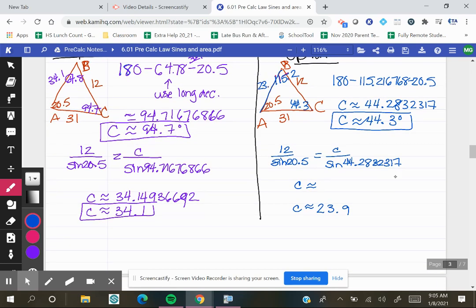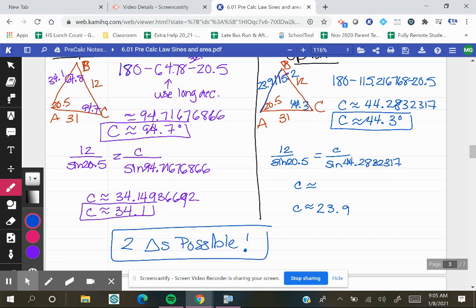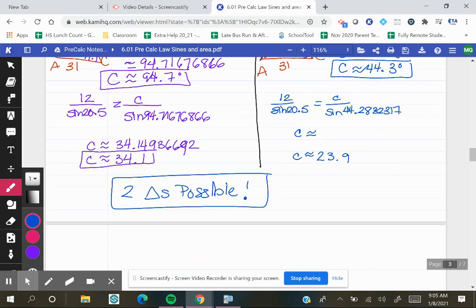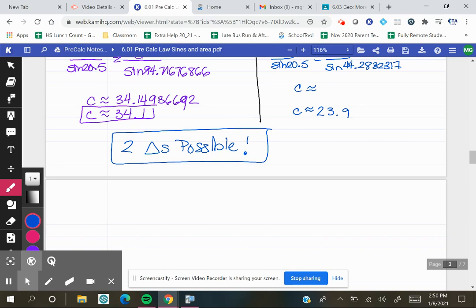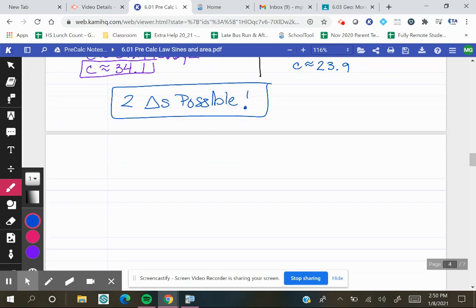So here are your two possible triangles. So there are two triangles possible for this one. All right, so now we're going to talk about finding the area of a triangle.